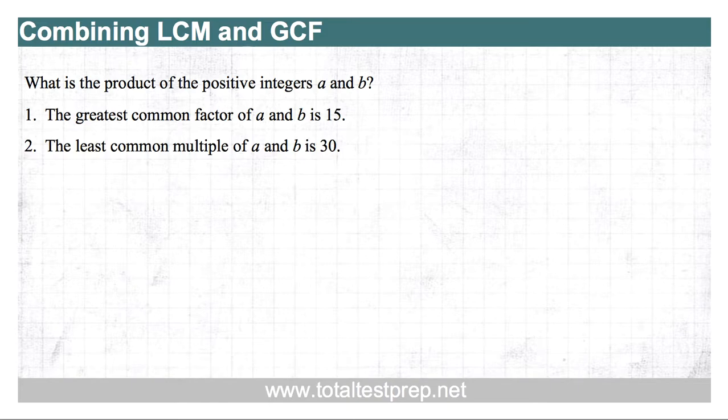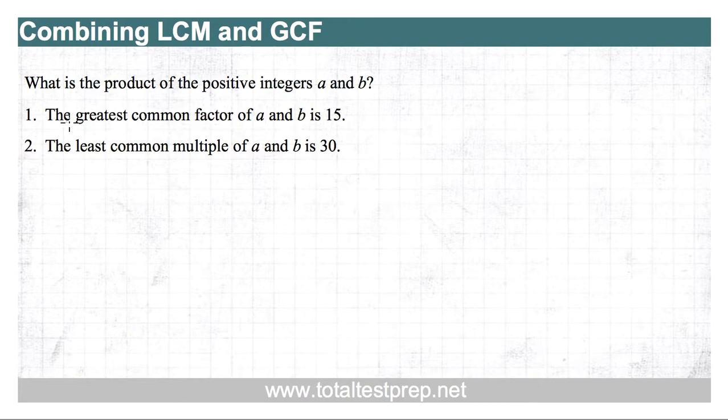Okay, we're asked, what is the product of the positive integers a and b? This is a data sufficiency question, so we're given two statements. Statement number one says the greatest common factor of a and b is 15.